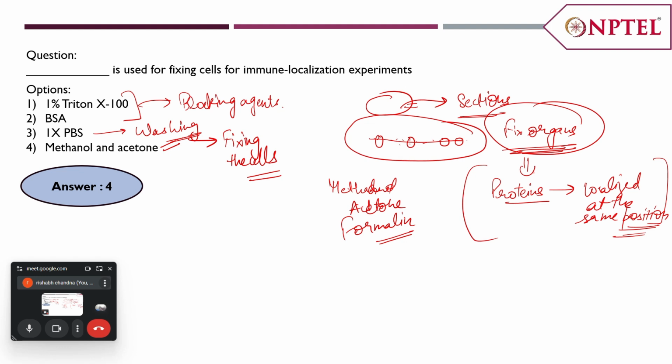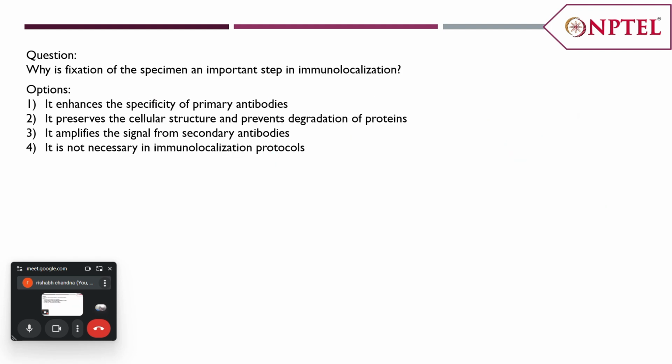Okay, so let's move on to the next question. Why is fixation of the specimen an important step in immunolocalization experiments? So the options are: it enhances the specificity of primary antibodies, it preserves the cellular structure and prevents degradation of proteins, it amplifies the signal from secondary antibodies, and it is not necessary in immunolocalization experiments. What can be the correct answer?